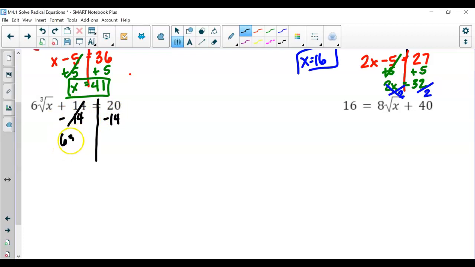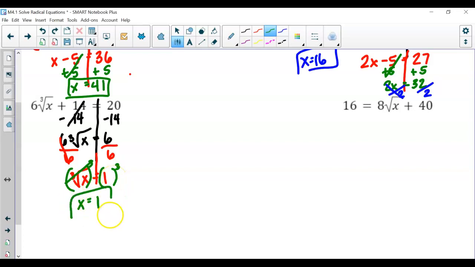So 6 times the cubed root of x is equal to 6. Now we're still multiplying the cubed root by 6. So now what do we need to do? Divide by 6. And now I've got the cubed root of x is equal to 1. Now we can get rid of our radical here and raise both sides to the third power. And x is equal to, that's 1 to the third power, which is just 1.